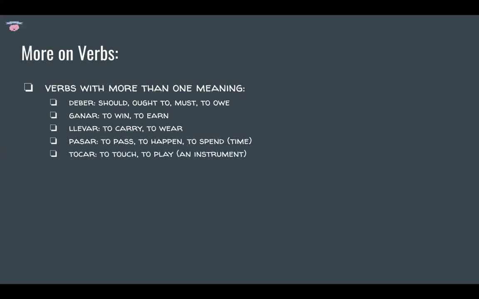Tocar means to touch or to play an instrument. To play in general is a different verb, and we'll get to that later. But to touch, for example, I touch the desk. To play, I play the violin. Tomar means to take, to have a drink, or to have breakfast, lunch, or dinner. So I take the car, I have lemonade, I have lunch, something like that.